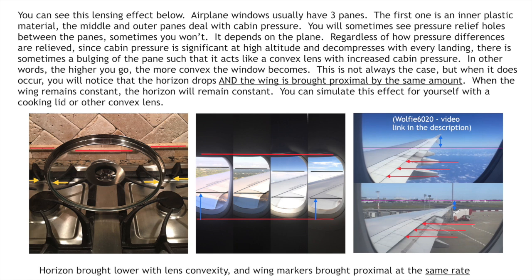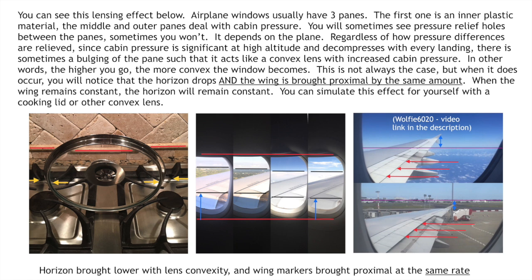But regardless of how pressure differences are relieved, since cabin pressure is significant at high altitude and decompresses with every single landing, there is sometimes a bulging of the pane such that it acts like a convex lens with increased cabin pressure. In other words, the higher you go up, the more convex the window becomes because you're getting greater and greater cabin pressure on the inside. So this is not always the case, but when it does occur, you will notice that the horizon drops and the wing is brought proximal by the same amount. So when the wing remains constant, the horizon will remain constant.